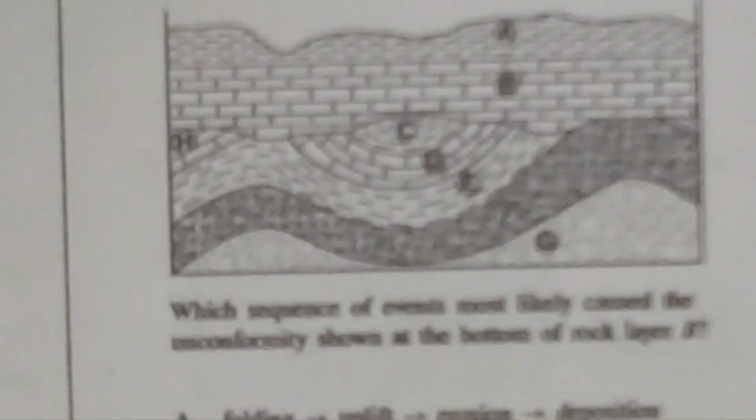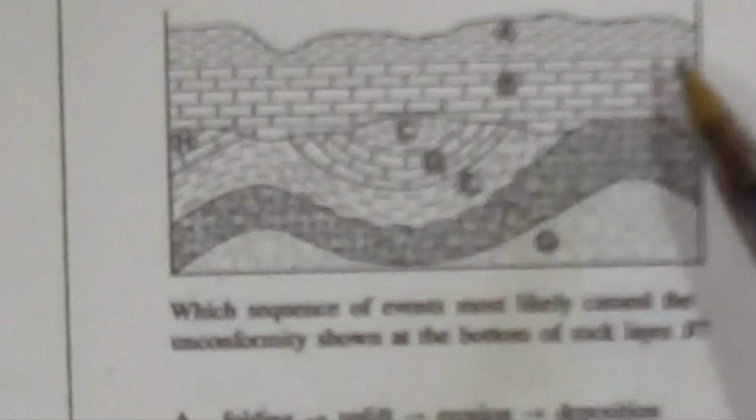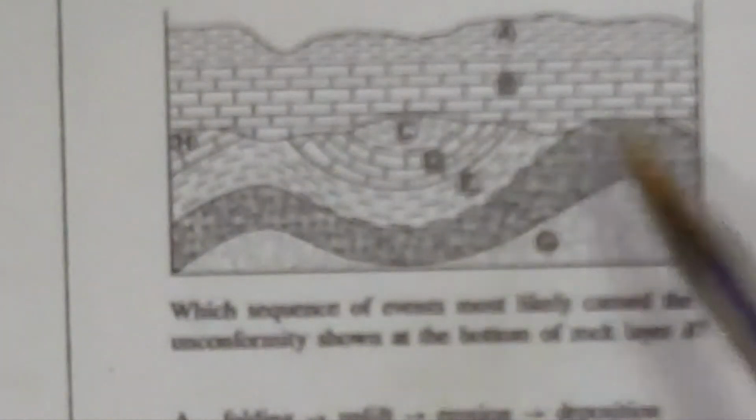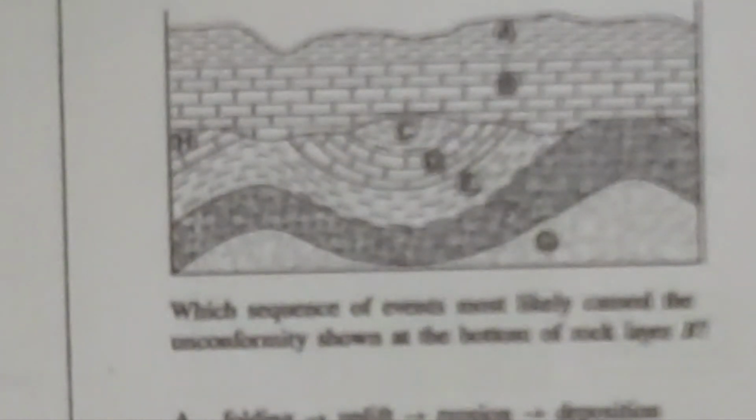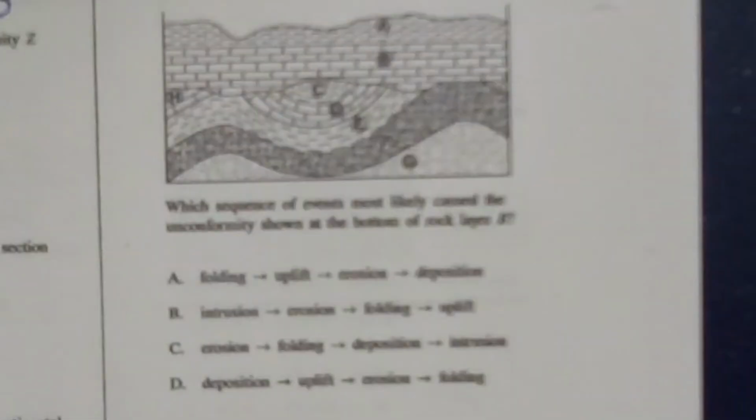an earthquake. Which sequence of events most likely caused the unconformity shown at the bottom of layer B? An unconformity occurs when we have that uplift. After we have uplift, we have erosion, we have deposition. So the unconformity would have happened during a period of crustal movement, maybe some pressure between two plates causing some folding, then uplift. Once it was uplifted, it was eroded, and then after that, subsidence occurred and new deposition.